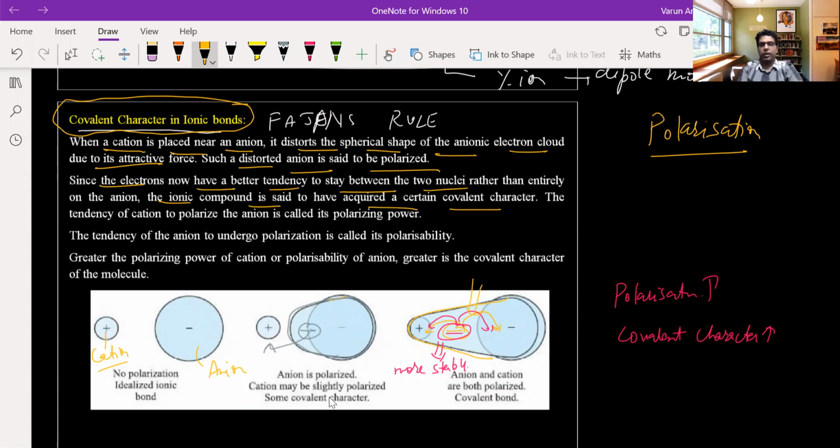The tendency of the cation to polarize the anion is called polarizing power. So polarizing power is always defined for the cation. What is polarizing power? The tendency of the cation to polarize the anion. More is the polarizing power of the cation, more easily the cation will polarize the anion. Polarizing power is defined for cations, and for anions it is defined as polarizability. For anions, the tendency of the anion to undergo polarization is called polarizability.